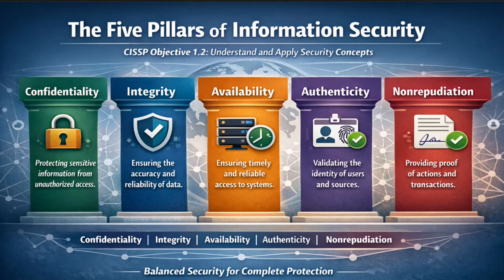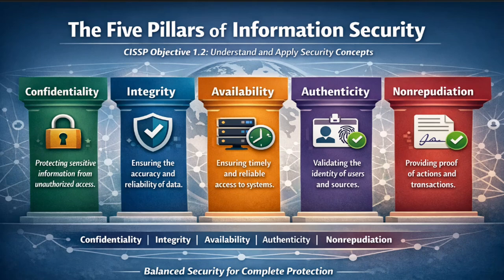Common controls include hashing, checksums, digital signatures, file integrity monitoring, version control, and strict change management. A loss of integrity happens when data is modified accidentally or maliciously, such as changing payroll records, tampering with logs, or altering system configurations without authorization.